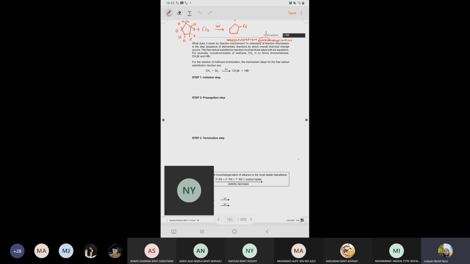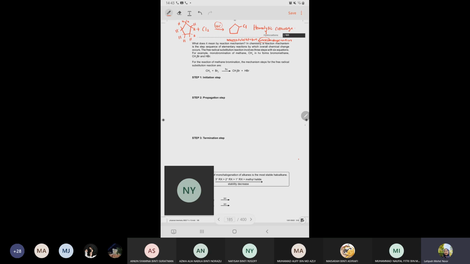The hint is UV. Okay, why UV? Because when we want to do free radical substitution, it will involve homolytic cleavage. Homolytic cleavage is the cleavage which will produce a free radical.